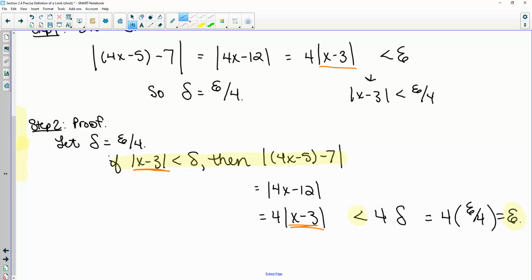So for step 2 of the proof, how can we just say that delta equals epsilon over 4? That's what we were trying to do, essentially find a formula, so that if you tell me how accurate your y needs to be, I can tell you how accurate your x has to be. Think of it in real world terms, okay?